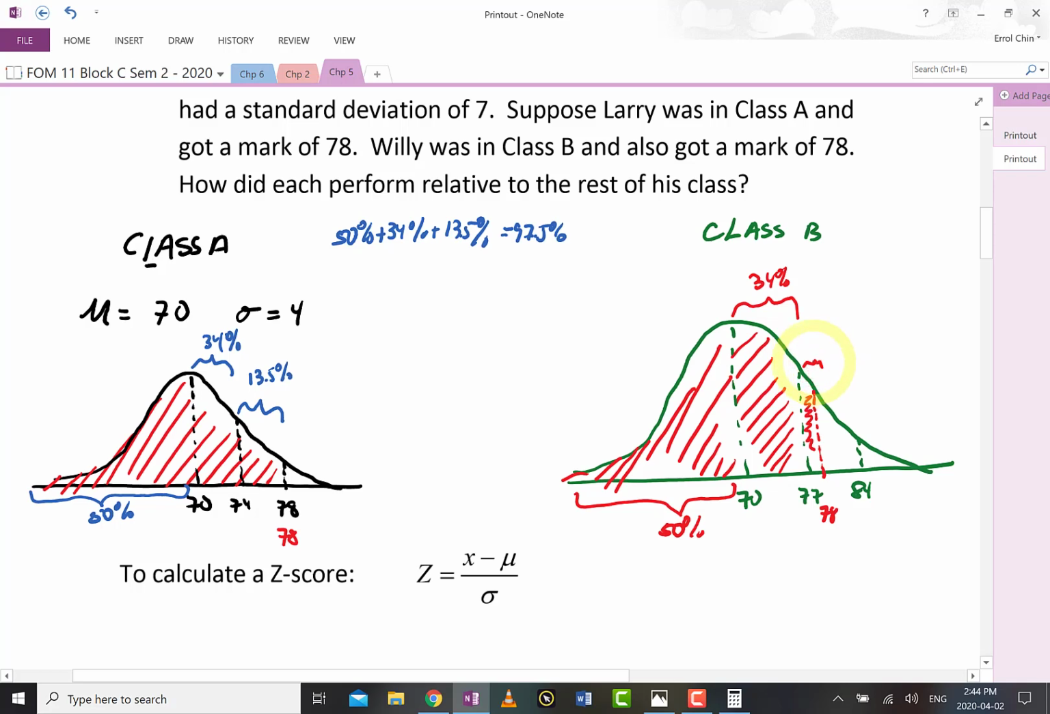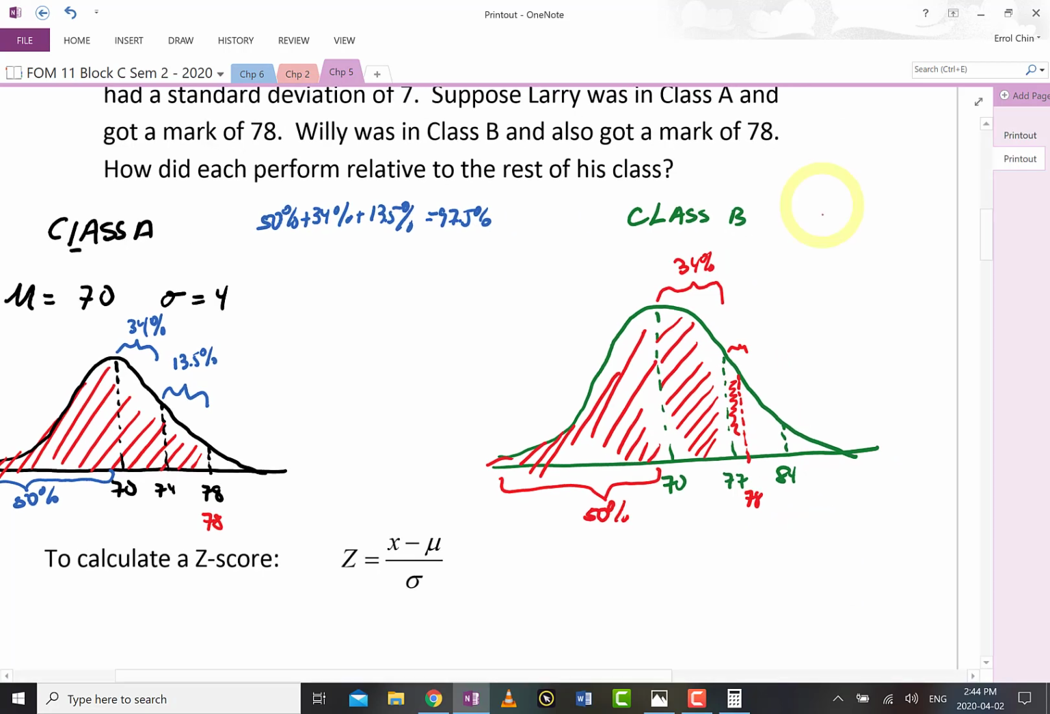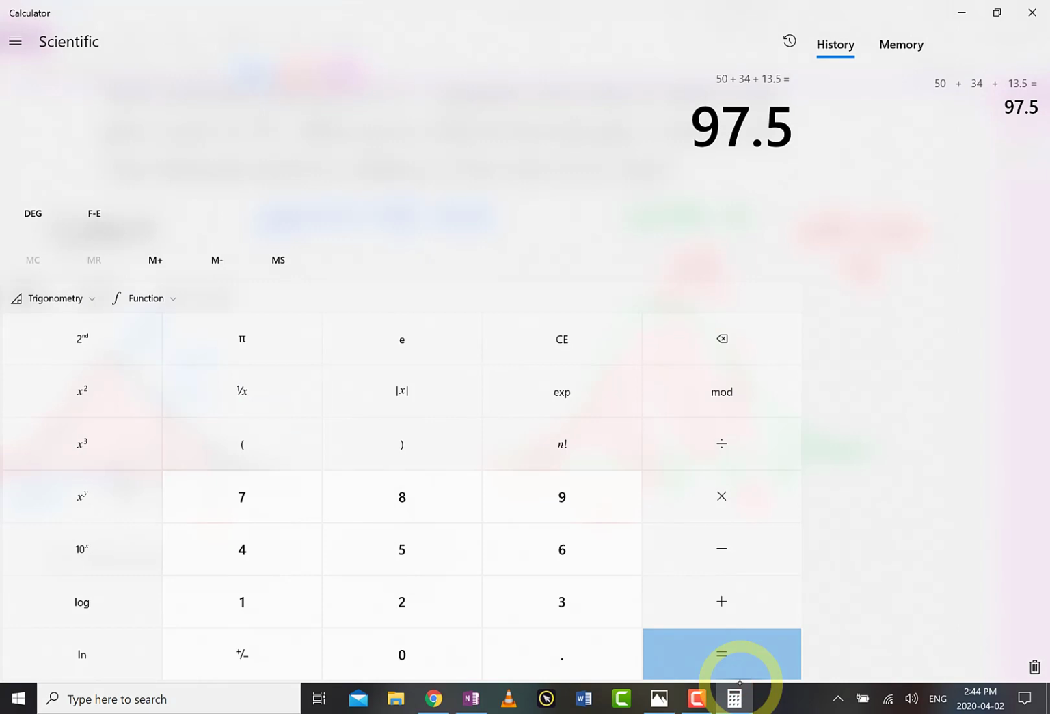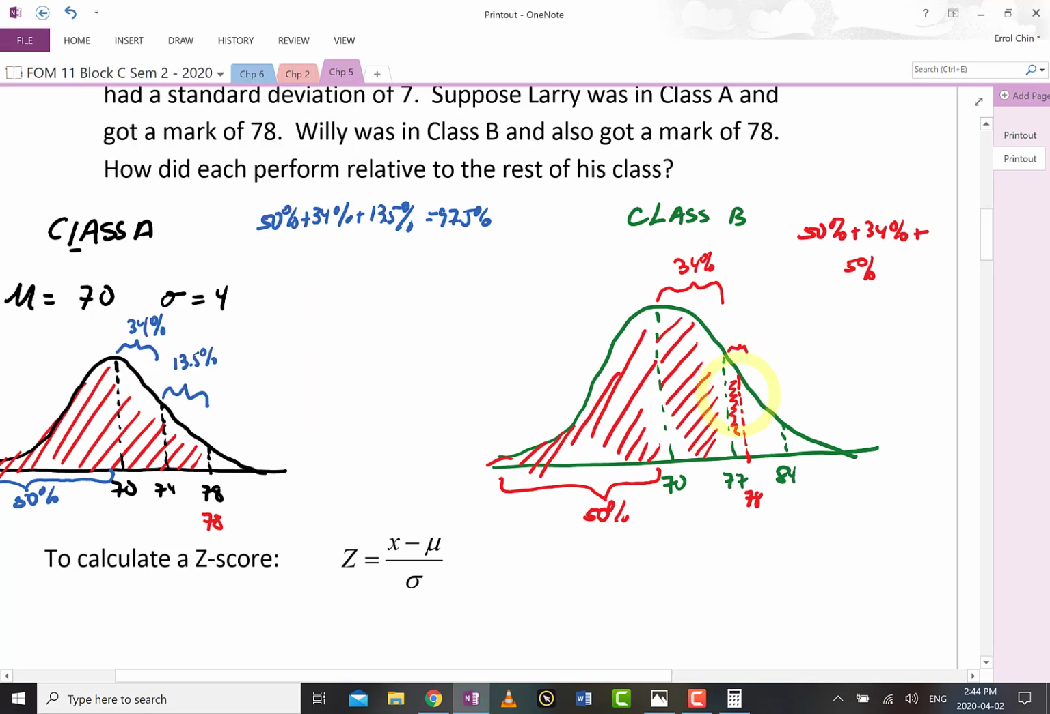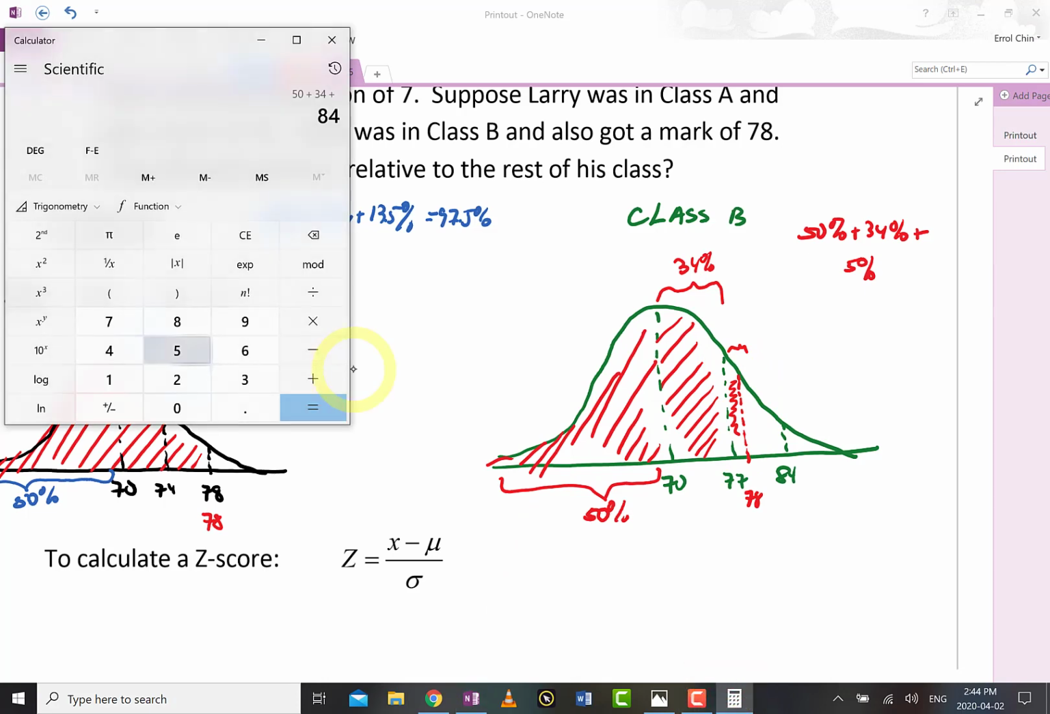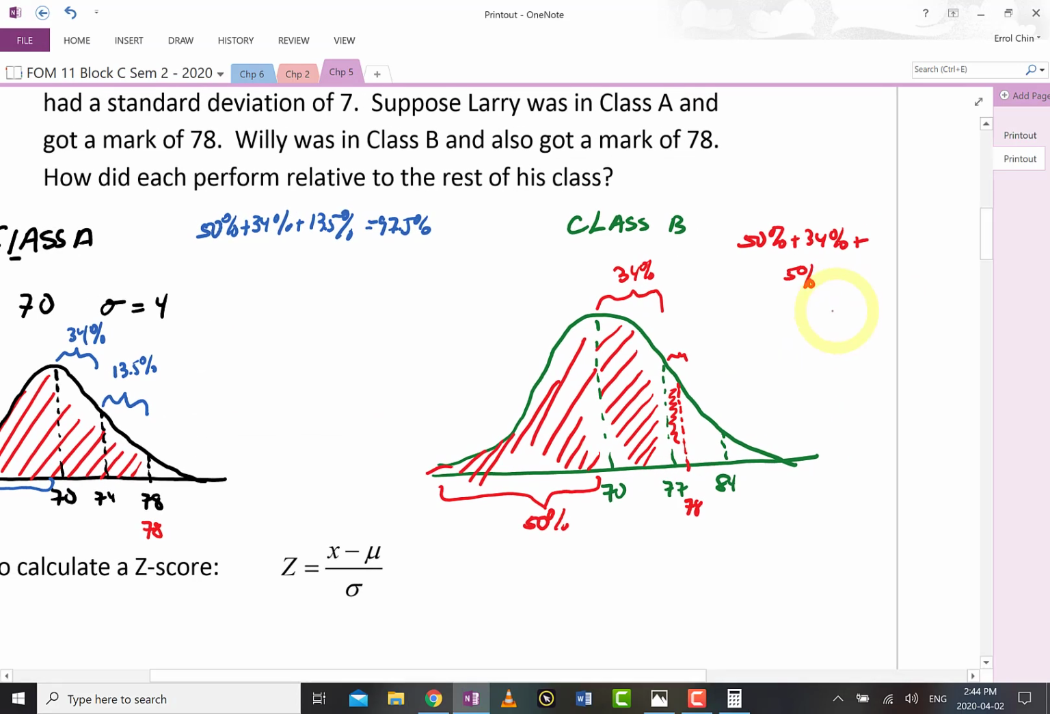And a little smidgen, well, we don't know exactly how much that smidgen is, but we can say, I don't know, a couple of percent. So let's say 50% plus 34% plus, I'm just going to guesstimate another 5%. I'm going to use my calculator. That's going to work out to 50 plus 34, and then I'm just guessing that little tiny sliver here, an extra 5%. So he only beat roughly 89% of the class.